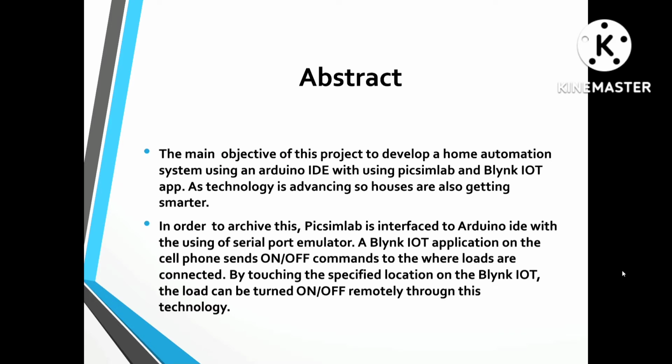The main abstract of this project is to develop a home automation system using Arduino IDE, PiximLab and the Blink IoT app. As technology is advancing, houses are also getting smarter. In order to achieve this, PiximLab is interfaced to Arduino IDE using a serial port emulator, which is nothing but a null emulator. A Blink IoT application on the cell phone sends on or off commands to where loads are connected. By touching the specified location on the Blink IoT, the load can be turned on or off remotely through this technology.